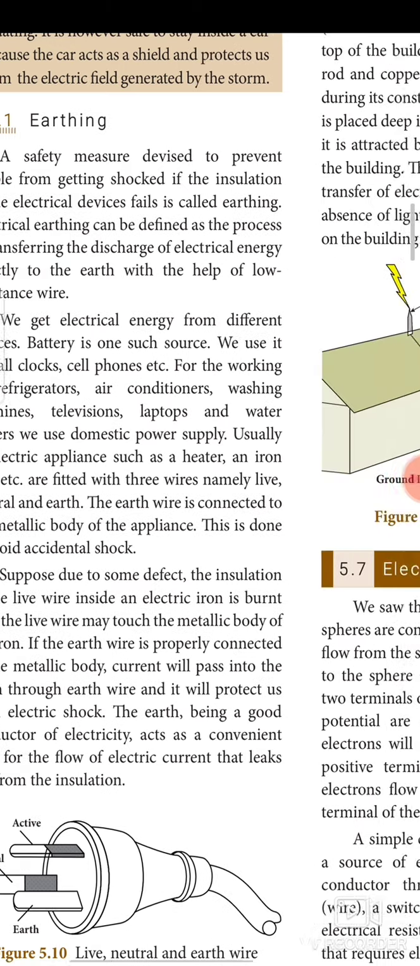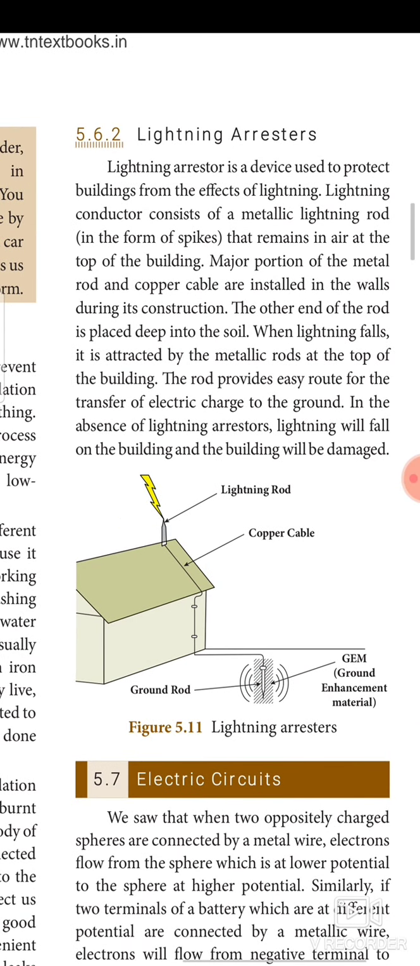Next, we are going to see the lightning arrestor. In large, huge buildings, lightning arresters are placed at the top of the building. Why is it placed? Let's see the explanation. Lightning arrestor is a device used to protect the buildings from the effect of lightning. Lightning conductor consists of a metallic lightning rod that remains in the air at the top of the building. A major portion of the metal rod and the copper cable are insulated in the walls during its construction. The other end of the rod is placed deep into the soil.